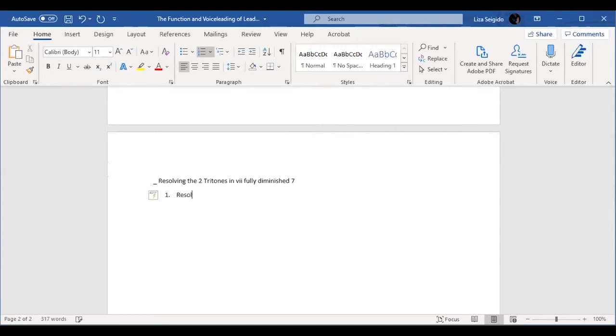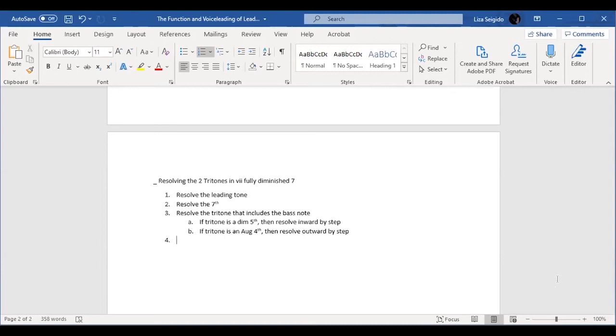Okay, so part 1, 2, the 7th, 3, and then subsection, if it's a diminished fifth, okay. That is for the 1st tritone, the tritone that includes the bass.